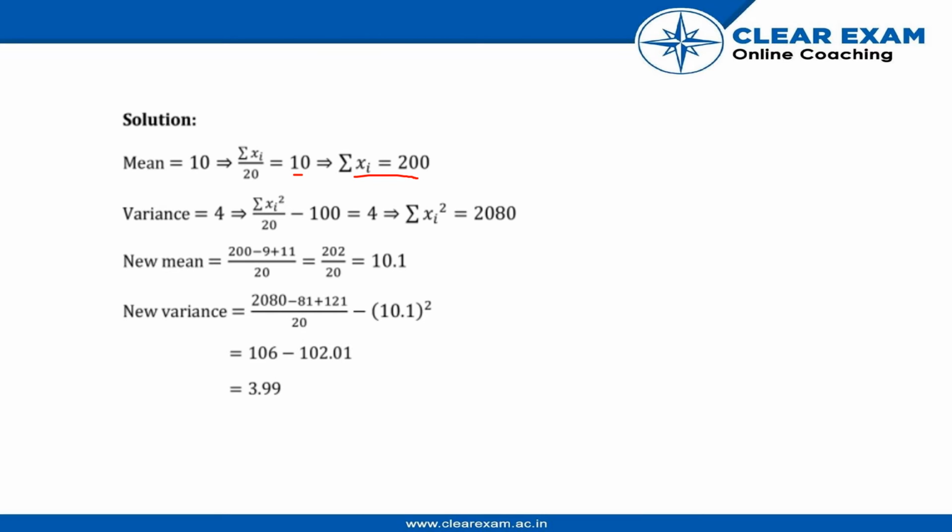Then we find the new mean, which is 200 minus 9, the wrong observation, plus 11, the correct one, upon 20. It gives us 202 upon 20. This is 10.1. And the new variance is basically the previous summation 2080 minus the square of the previous wrong observation, which is 9 square, 81, plus 11 square, 121, minus the new mean square, which is 10.1 whole square. So evaluating this, we get 106 minus 102.01, which is 3.99.